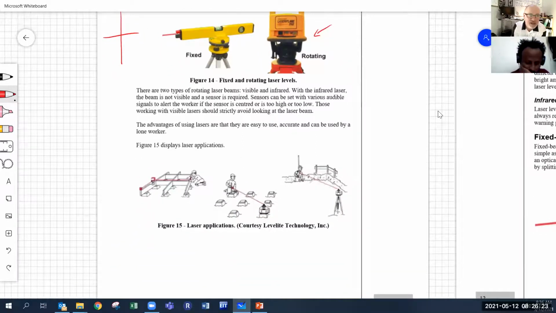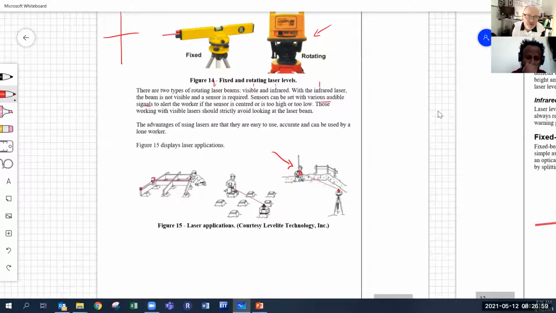Now, as you can see down there, there are 2 types of rotating laser beams, visible and infrared. With the infrared laser, the beam is not visible, so you need a sensor with it, like what this guy right here is holding. He has a sensor right there so the laser level can be detected. Right? It has an audible signal to alert the worker if you're too high or too low.